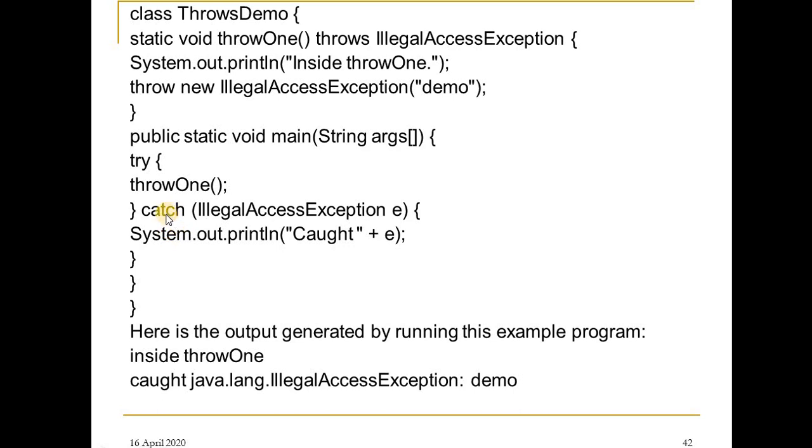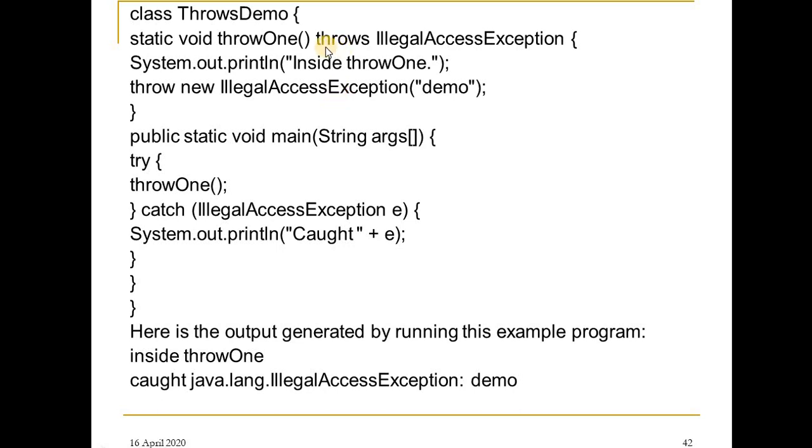So the caller method's catch will handle that IllegalAccessException which has been thrown by the throw1 method. Basically, the throws keyword you have to use in the method signature, telling the caller method that it will not handle the exception. The exception is supposed to be handled by the caller method only. Here throw1 will throw the IllegalAccessException, but it is not handling it.